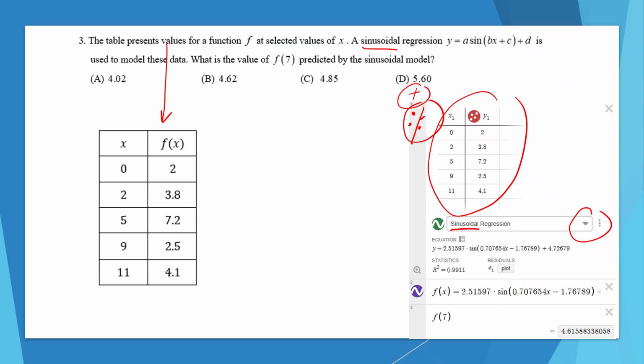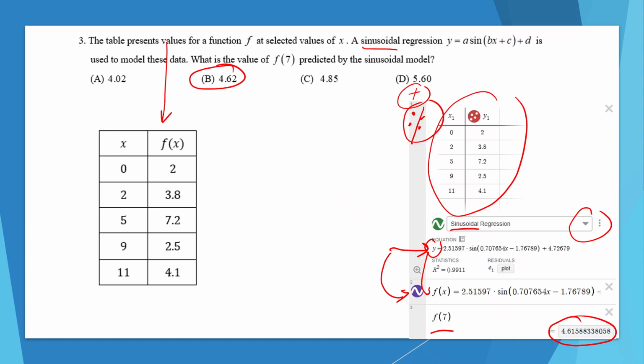So remember, all the questions will tell you what type of regression model to use, whether it's quadratic, exponential, logarithmic, or in this case, sinusoidal. It will automatically have the equation graphed. You could copy and paste it like I did there, and then find f of 7, replacing y with f of x to get your answer. So 4.62 should be our answer here, so B.